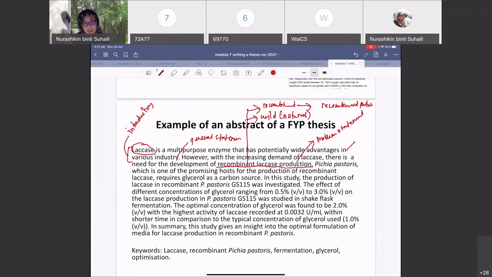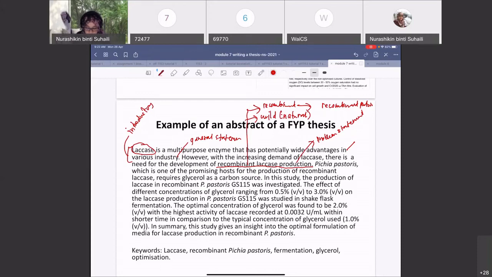I want to explain that this is a problem statement, but you should first understand what the context is in this case. So that is how you go from one point to another, from the first sentence to the second sentence. You talk about laccase, and then you talk about the increasing demand of laccase, which needs recombinant laccase production, right?